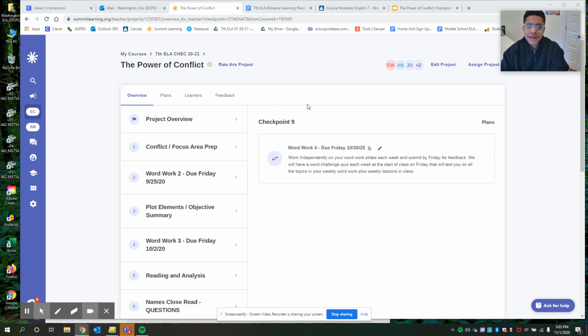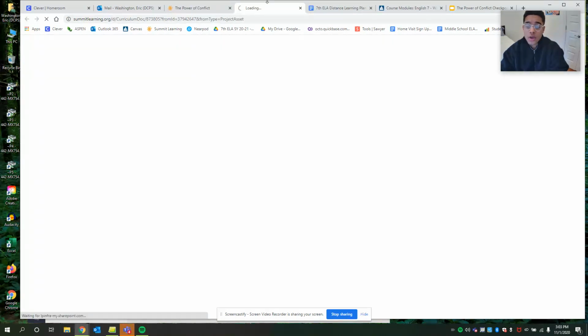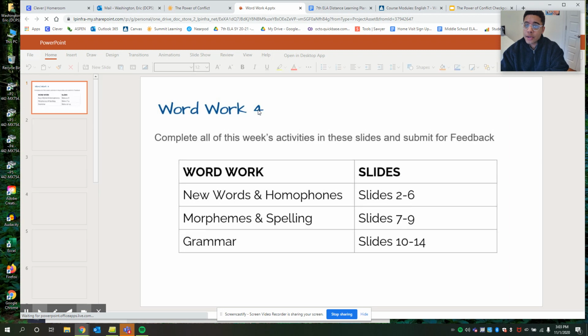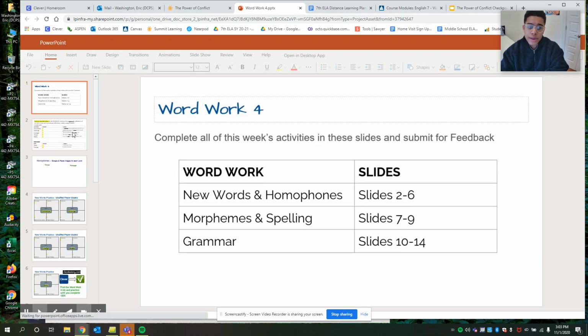All right, so checkpoint 9 in the power of conflict. It is titled word work. So this is our third word work. This one is word work 4. So we're going to click on word work 4 and it will bring us to our PowerPoint presentation. This word work looks very similar to word work 2 and word work 3.